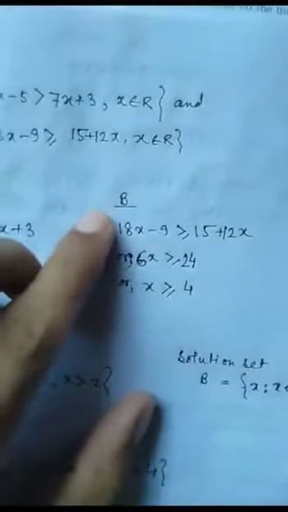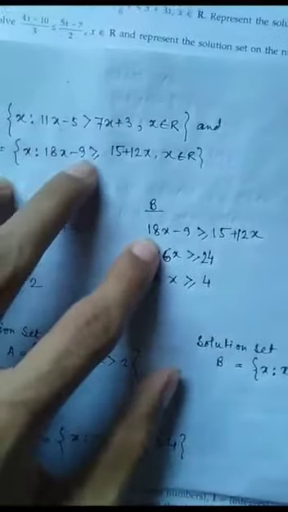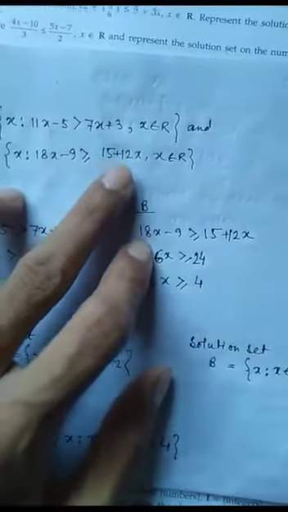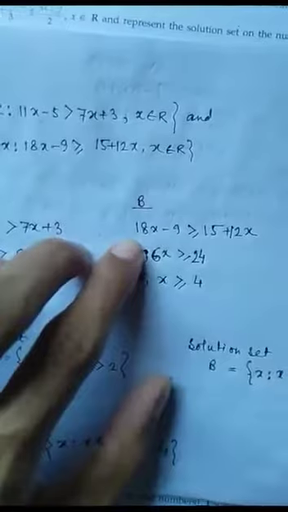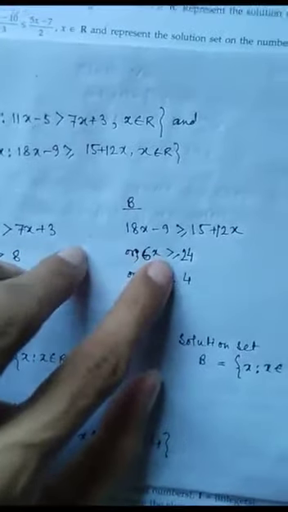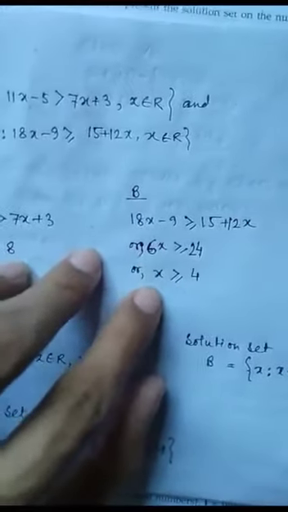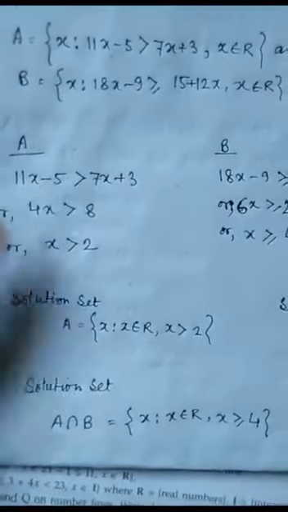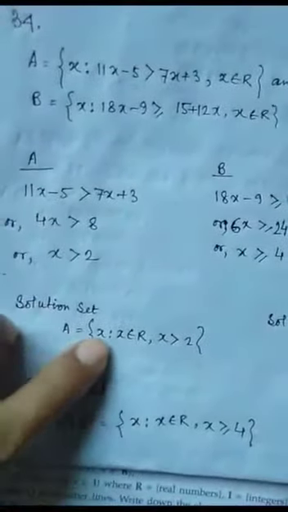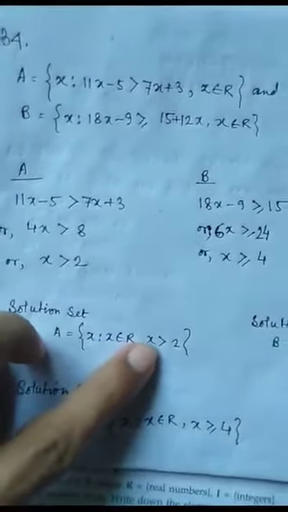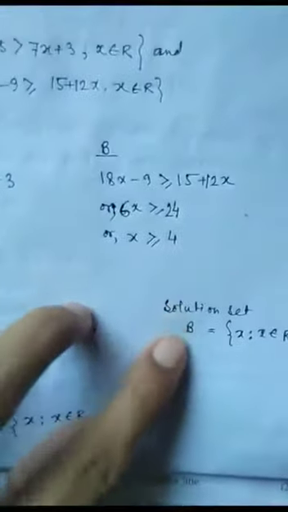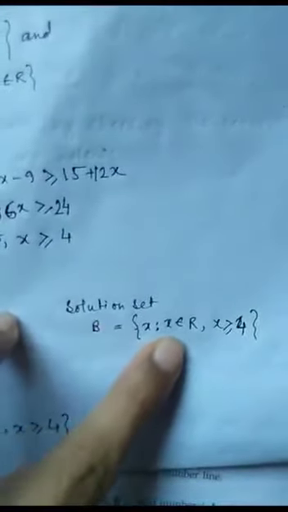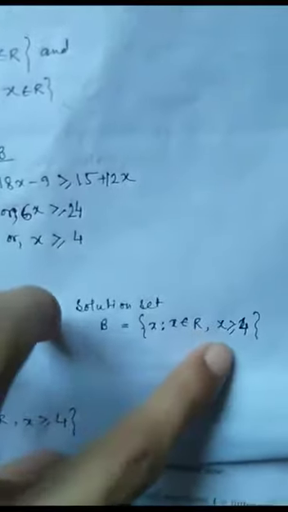For part B, we know that 18x minus 9 greater than or equals to 15 plus 12x. So from this data we can write 6x greater than or equals to 24. So x greater than or equals to 4. So now the solution set for A should be x such that x belongs to R, x greater than 2. And for solution set B, the solution set should be x such that x belongs to R, x greater than or equals to 4.